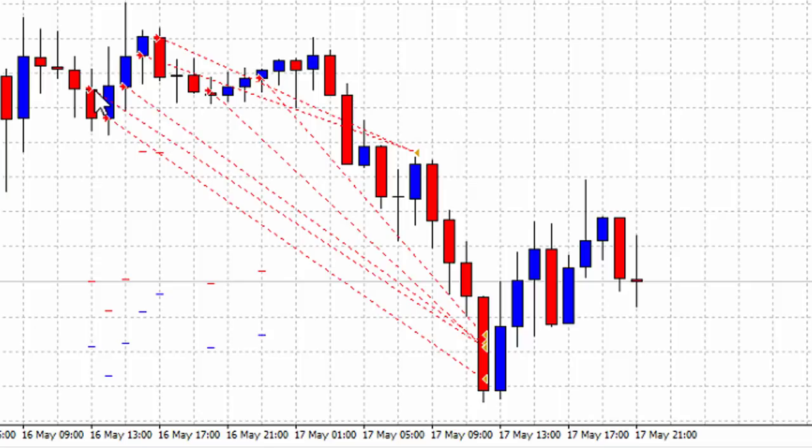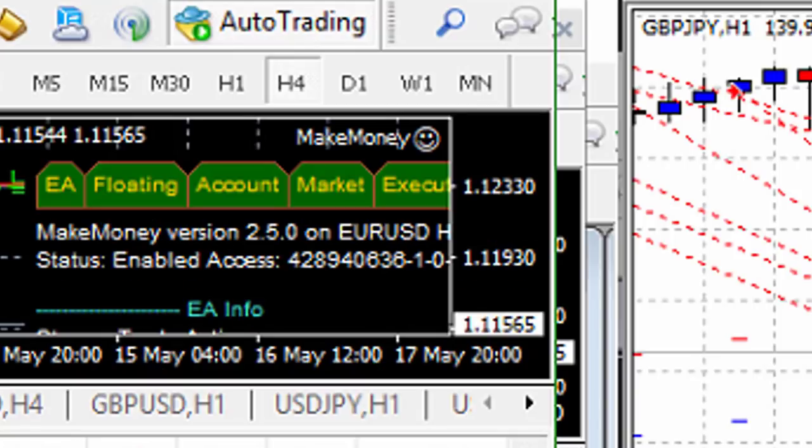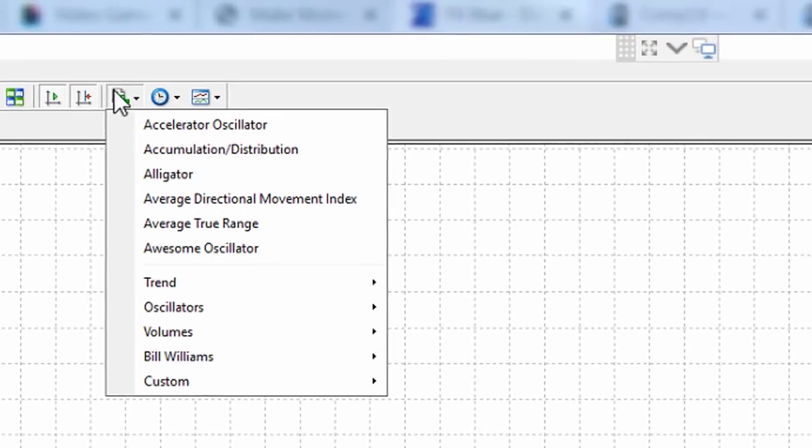What happens is on the close of the candle, or the previous candle, it looks at the settings that apply to this account. The settings are a 200 SMA and a 24 SMA. Just remember that, 200 and 24. And then the ADX of 40, and the trigger is 25. It will all make more sense as we go on. So I'll go back to the chart that we opened, and I add those indicators in.